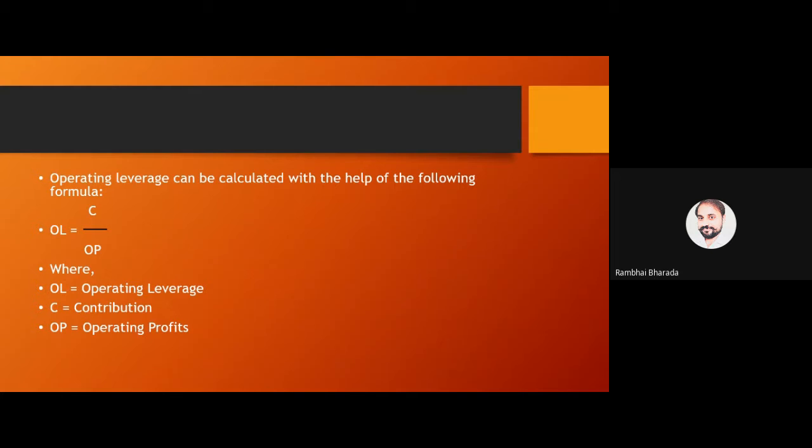Contribution is sometimes directly given to you, sometimes it's not directly given to you. So here contribution is equal to sales minus total variable cost. Write down the formula for contribution. Here contribution is equal to sales minus total variable cost, TVC.